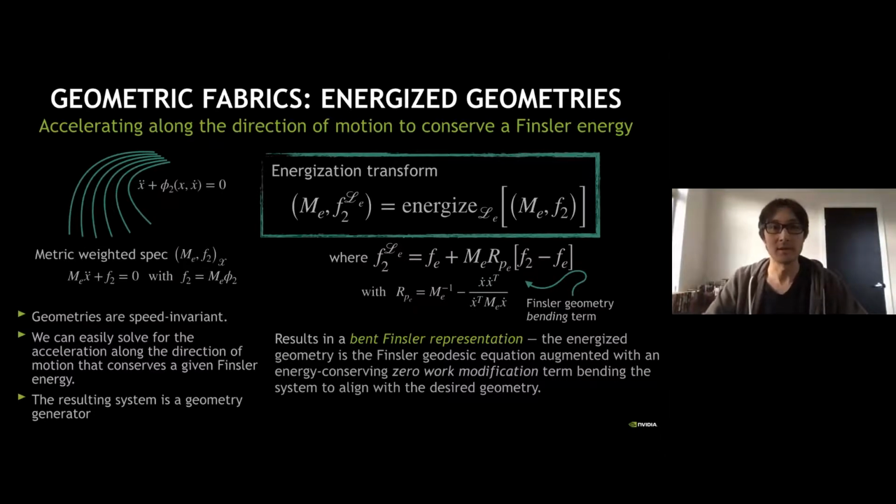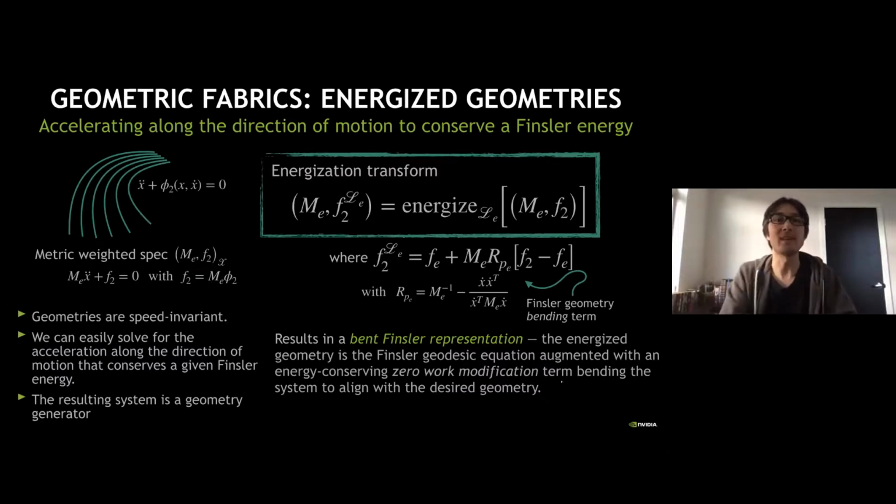The notion of the energization transform is really just speeding up and slowing down along the direction of motion, so that it conserves a particular notion of energy. And one of the interesting things that we found, I mentioned earlier, is that these systems that I described, where we're deriving the behavior from a Lagrangian, would have a coupled policy and weight metric.